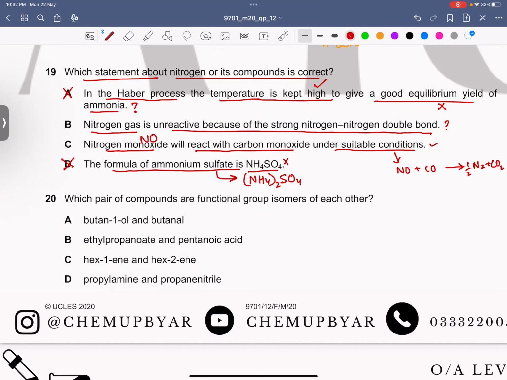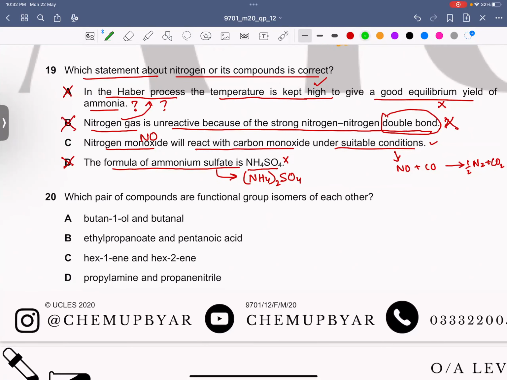If we consider nitrogen as unreactive, then how could it take part in the Haber process? In the Haber process, nitrogen reacts with other substances. Yes, it does have a strong bond. Okay, one more thing, sorry, I overlooked. It's a double bond, but nitrogen has a triple bond, so it is wrong. There is no other comment about it. Okay, so the C option is correct.